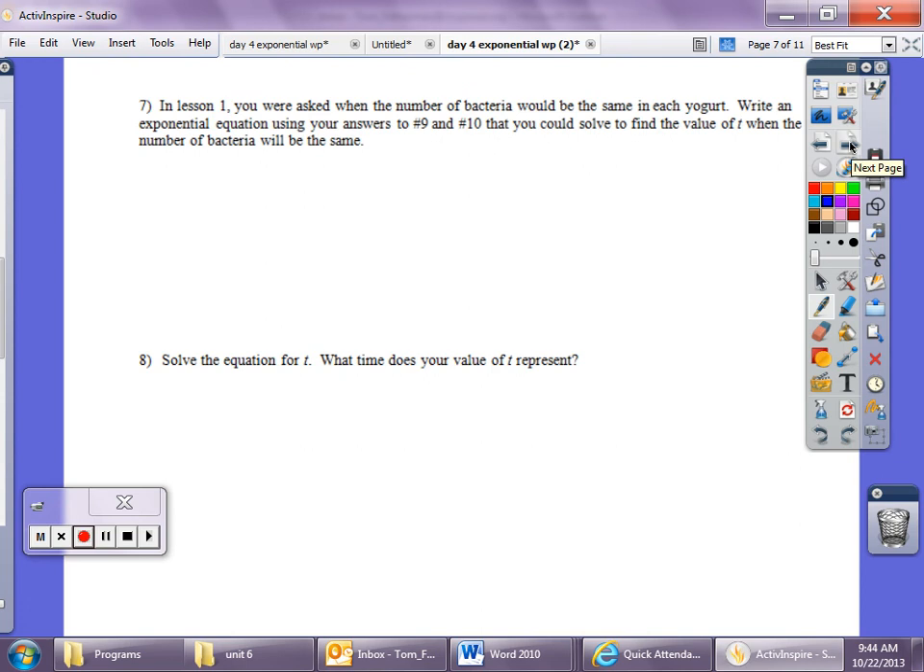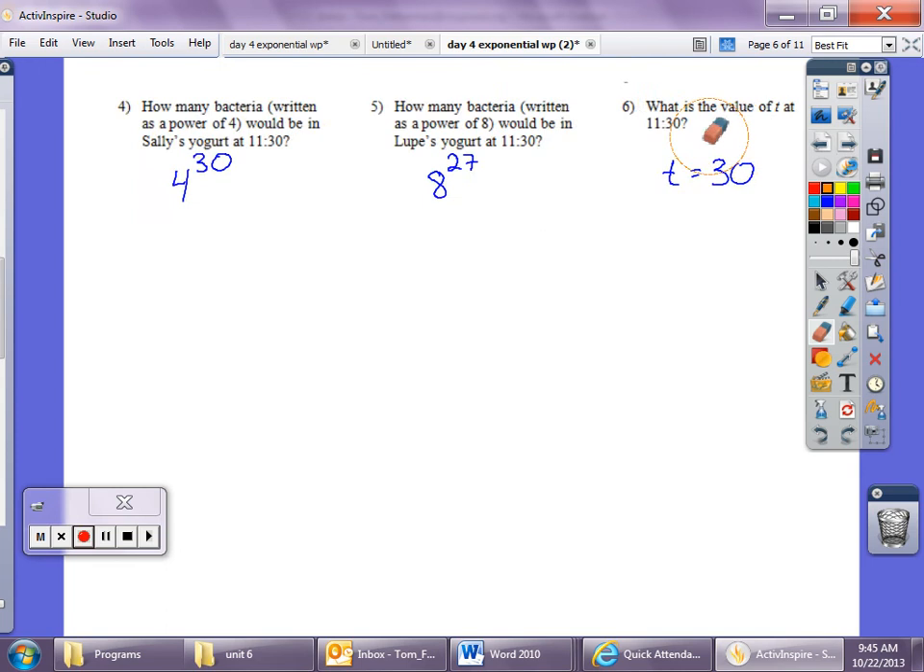Now, in lesson 1, a couple days ago, you were asked when the number of bacteria would be the same in each yogurt. Now we're going to write an exponential equation using our answers so we can solve for the value of t when the number of bacteria will be the same. This is actually answers 4 and 5, not 9 and 10. So we have our equations for the values.